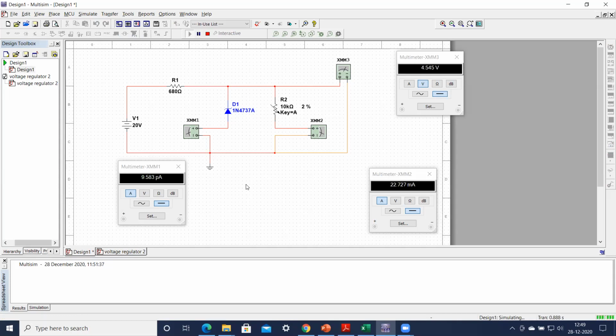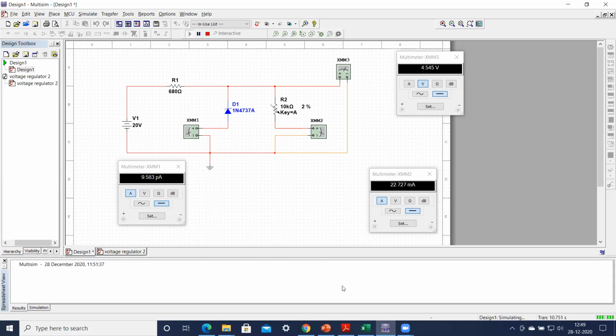Then you will find what this VL is. This is our VL. The voltage across the load is equal to 4.545 volts. The current through the load is equal to 22.727 milliamperes, and the current through this Zener diode is 9.583 picoamperes. So this current is very small. You can note it down. At this particular moment the current is very small.